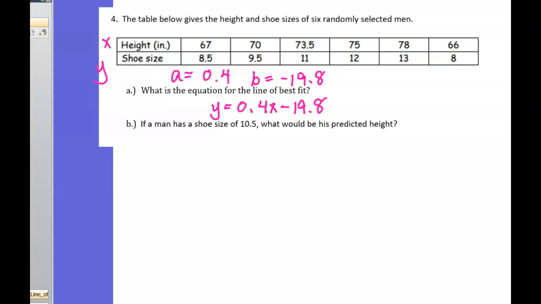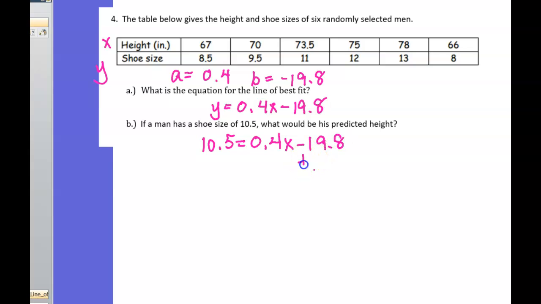So now this is a good example because if a man has a shoe size, so this one had to do with height and shoe sizes. If a man has a shoe size of 10.5, what would be his predicted height? Well, notice the shoe size is actually the output. So we're going to take 10.5 and we're going to now solve for x. Okay, so we're going to use our knowledge of algebra, and we're going to solve for x.